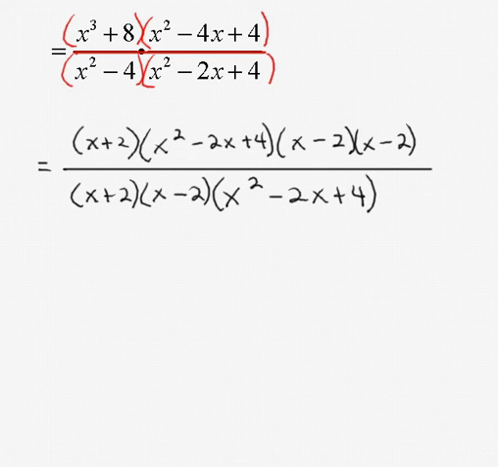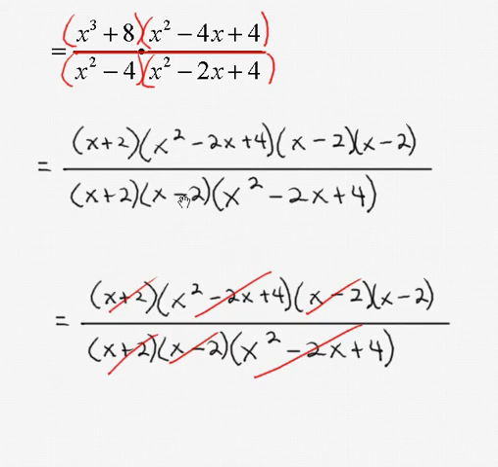All right, now we want to look for factors that are the same in the numerator and denominator. So there's an x plus 2 in the numerator and an x plus 2 in the denominator. They will divide out to 1. There's the trinomial factors, x squared minus 2x plus 4 in the numerator, and conveniently one just like it in the denominator, which will divide out to 1.